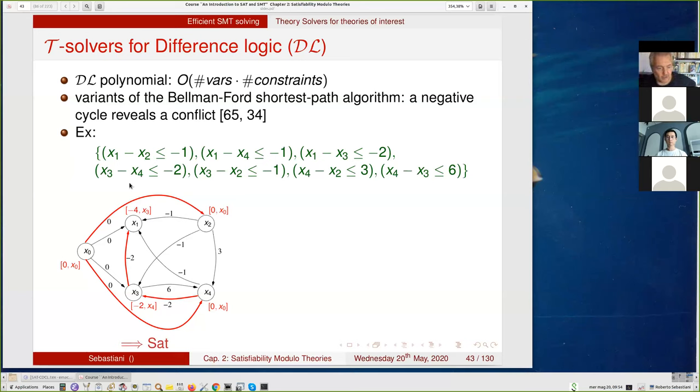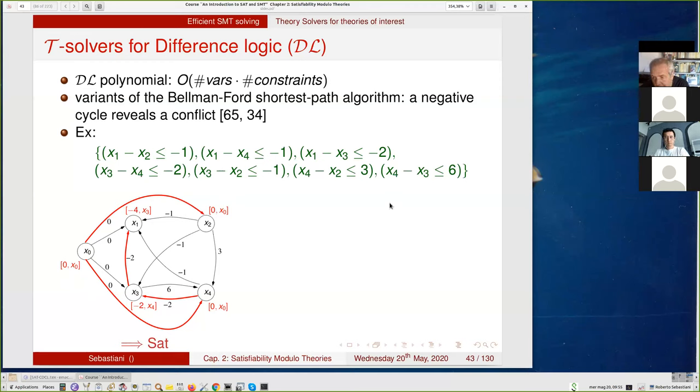Okay? So this algorithm updates those values until it finds the minimum distance, the minimum path, from an imaginary source, x0, to everybody else. And notice that the values that you have here at the end are one possible model of the constraints.